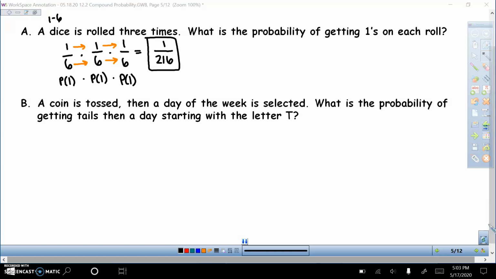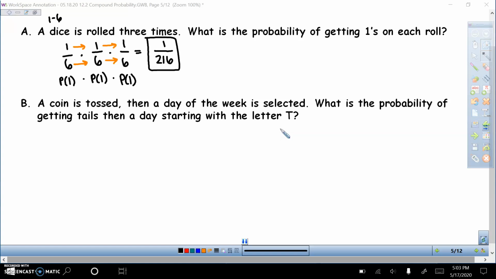Let's look at example B. A coin is tossed. Again, with a coin toss, the first toss is not going to affect the second toss, so that is why it's an independent event. A coin is tossed, then a day of the week is selected. What is the probability of getting tails and then a day that starts with the letter T? Again, these events are not related. They are not dependent on one another. The toss of a coin is not going to affect the day of the week.